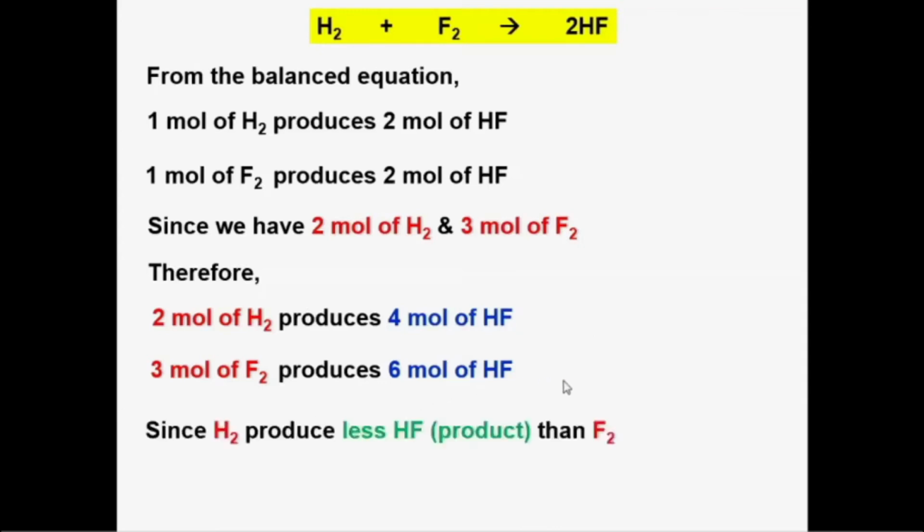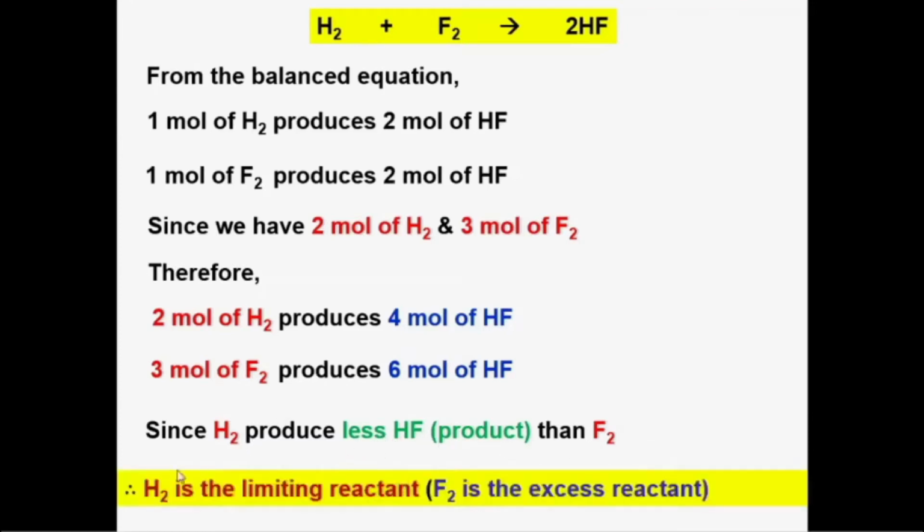Okay, so in this case, since hydrogen produces less hydrogen fluoride, or we can say produces less product than fluorine, that makes hydrogen the limiting reactant while fluorine is the excess reactant. So this is the method, guys. This is another method, the second method to determine the limiting reactant, but this time it is based on which reactant produces less product. The one that produces less product will become the limiting reactant. Okay, so this is the second option.